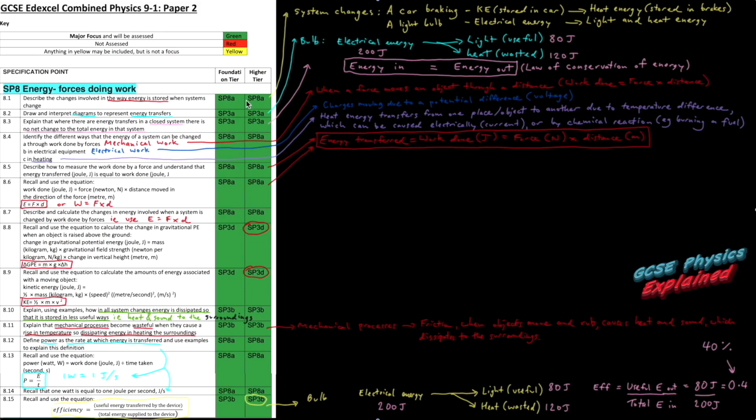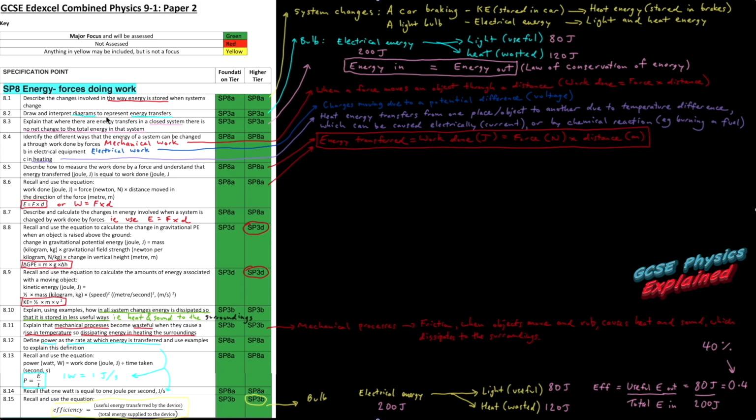You're supposed to be able to describe the changes involved in the way energy is stored when systems change. So what that means, when a system changes, that could be a car braking, which would be kinetic energy stored in the car getting turned into heat energy stored in the brakes. It could be a light bulb, where there'll be electrical energy getting turned into light and heat energy.